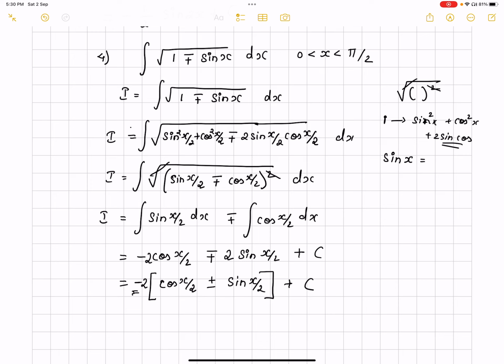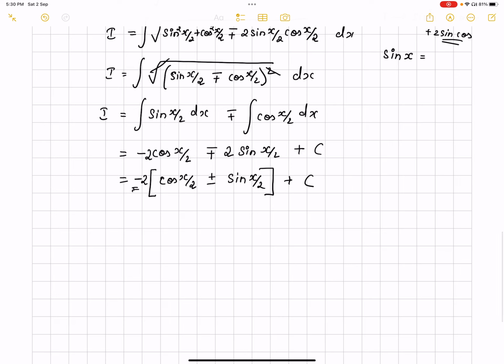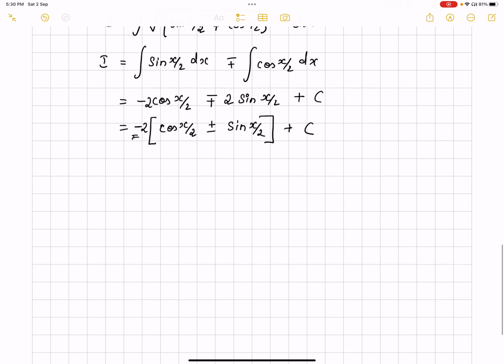Now let's go on with the next problem, the fifth one. Hope you remember the rationalizing which we did earlier. The similar approach we have here. Integrate 1 divided by root of 3x plus 4 minus root of 3x plus 1 dx.